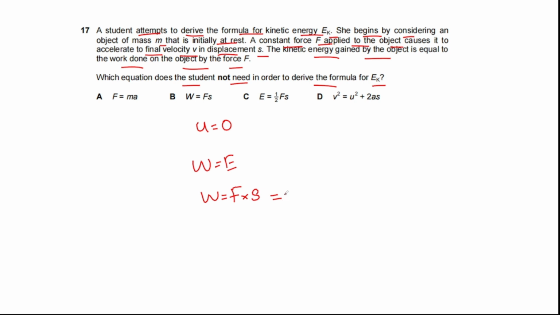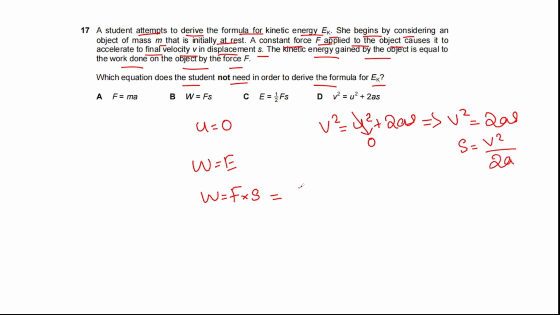energy. So here you can substitute for the distance using the formula v squared is equal to u squared plus 2as. Here the initial velocity is 0, so v squared is equal to 2as. So s is equal to v squared divided by 2a. Substituting the values over here, you can also substitute F is equal to ma. So ma multiplied by v squared divided by 2a. a and a get cancelled, which gives you half mv squared, which is the kinetic energy.